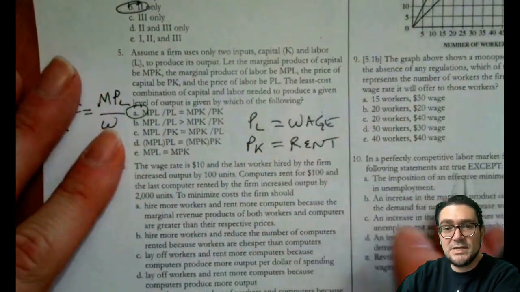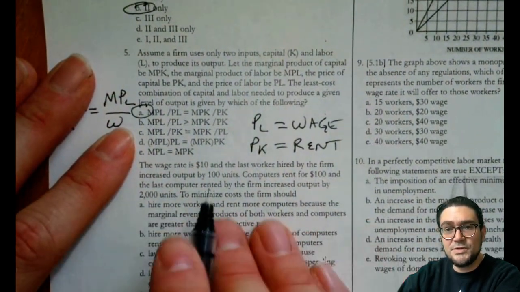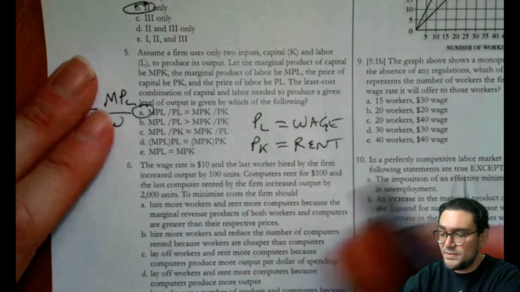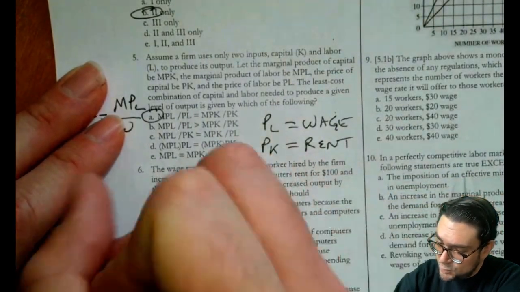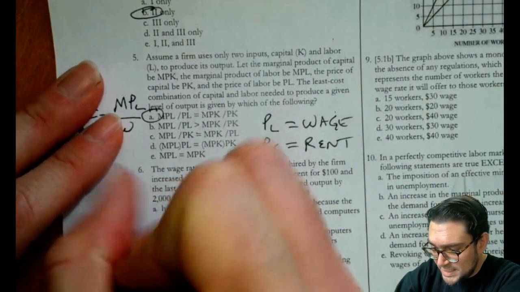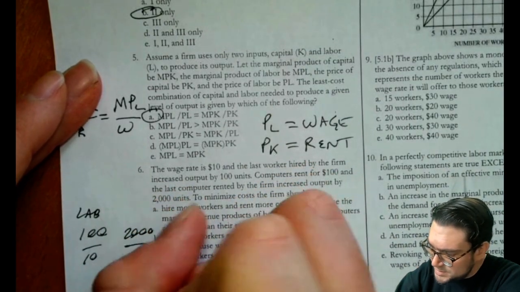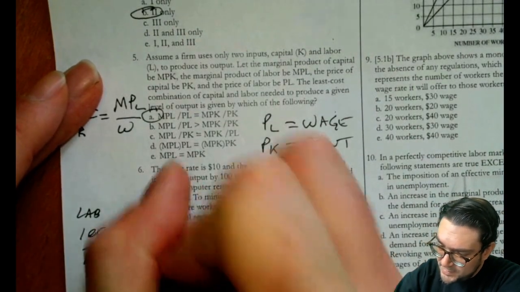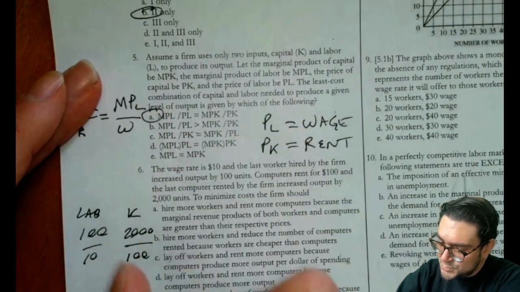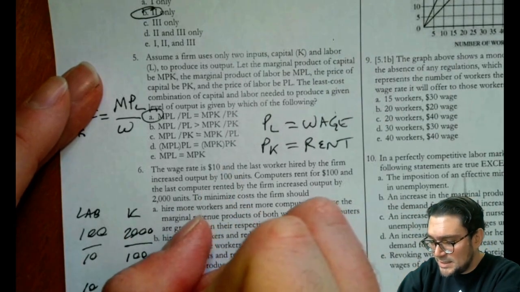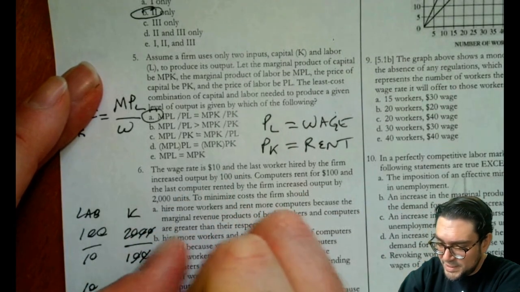6, the wage rate is 10. The last worker hired by the firm increased output by 100. The computer's rent is 100. The last computer rented increased output by 2,000. So we would say that 100 over 10, and this is from the labor. And then we have 2,000 over 100. That's from the capital. Which one of these is bigger? Well, we've got 10 and then we've got 20.